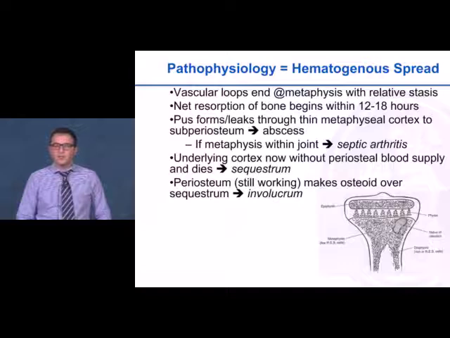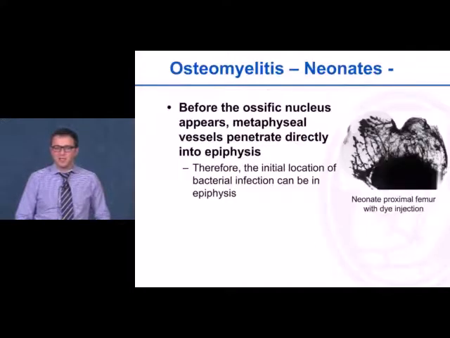Now, the cortex that's underlying this area doesn't have periosteal blood supply and will die. And that's what's called the sequestrum. But the periosteum around it is still healthy and alive. So it will make new bone, which is called the involucrum, which covers over the sequestrum. And the sequestrum is the perfect area for bacteria to hide because there's no blood supply to it.